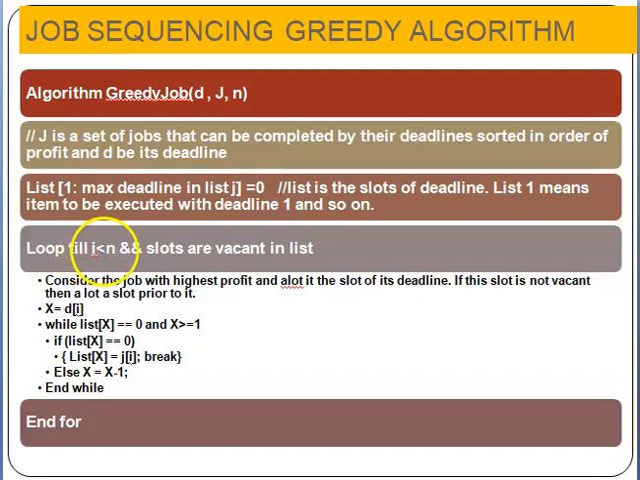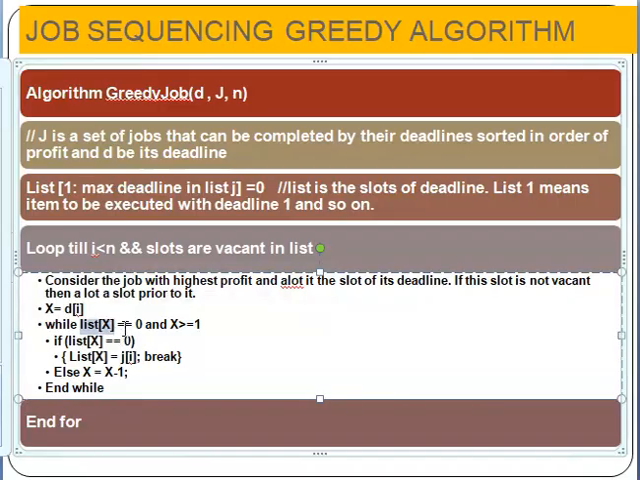So now we will take an iterator and loop from 1 to n for all the jobs, and we will consider the job with the highest profit and allot it to the slot with its deadline. If this slot is not vacant, then allot it a space prior to it. So we are going to read the deadline of the ith job into x, and we will check whether the slot for the x element on list is vacant by checking it for 0. If it is vacant, then we will assign the ith job to the list, and if it is not vacant, then we will check the x minus 1 slot, that is the lower deadline slot, to see if that is available.